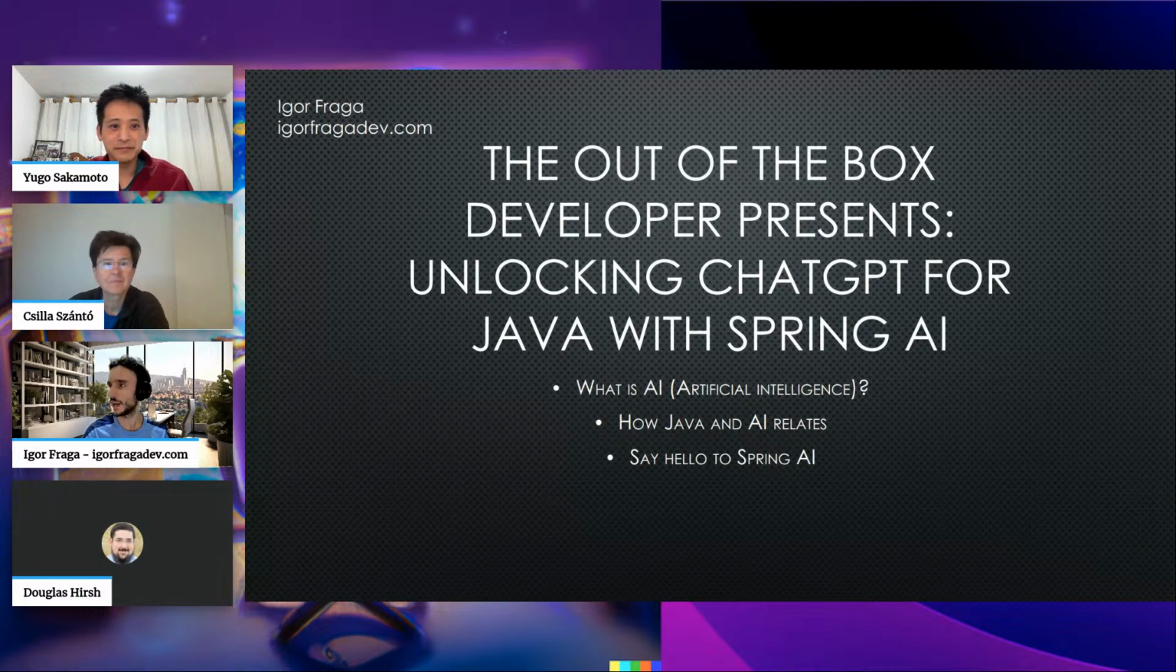Here we have the out of the box developer presentation: Unlocking ChatGPT for Java with Spring AI. Guys, just a quick introduction about what AI is, how Java and AI relate, and say hello to Spring AI. Then we move on to the hands-on stuff and see that in code.